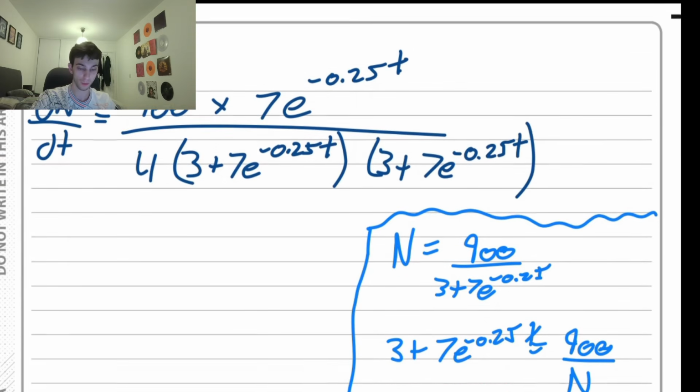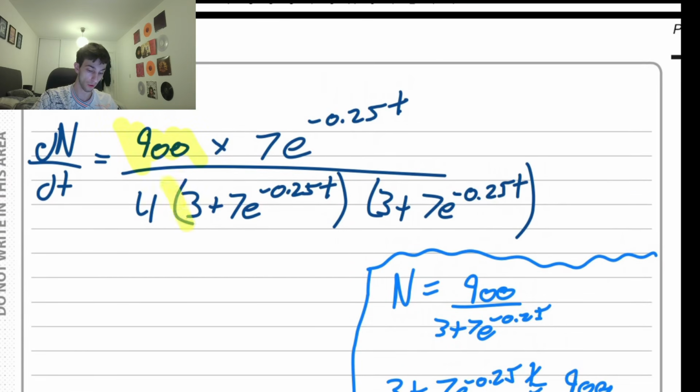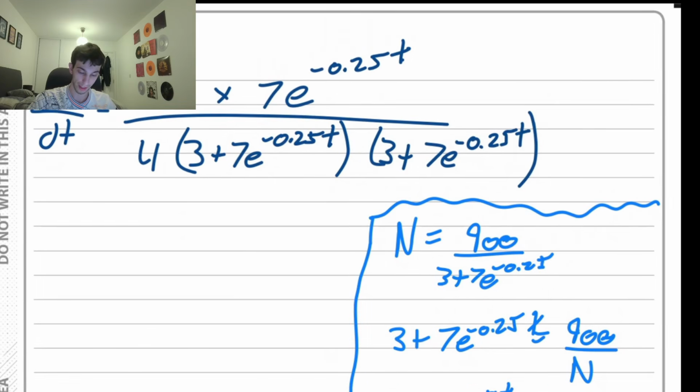So let's go through substituting. Now we can already spot that we can make a substitution for n. We can see this 900 over 3 plus 7e to the minus 0.25t is actually n itself. So we can already write in n for that, being very careful when we make these substitutions. So we actually have n. Then what do we have left?